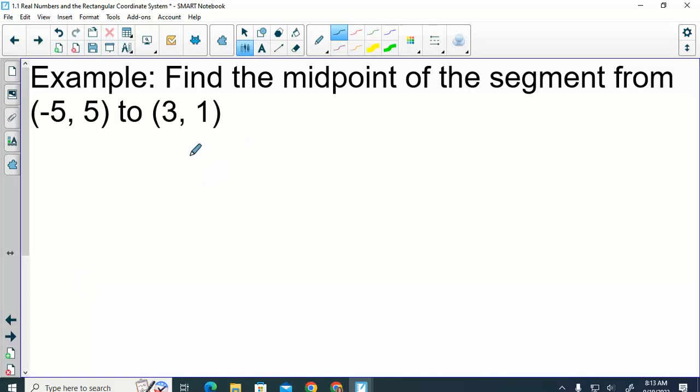So, midpoint. You're finding the middle. You don't have to draw a picture here, but just to illustrate what we're doing, -5, 5 is this point over here. And then we have 3, 1, which is right there. So that is a line segment, and we're trying to find the middle of this. Now my picture is obviously not drawn to scale, so I can't just use my picture to find that middle. We need an exact.